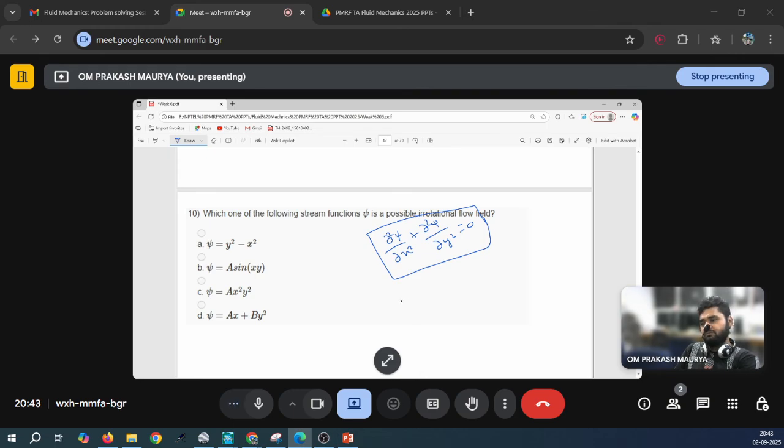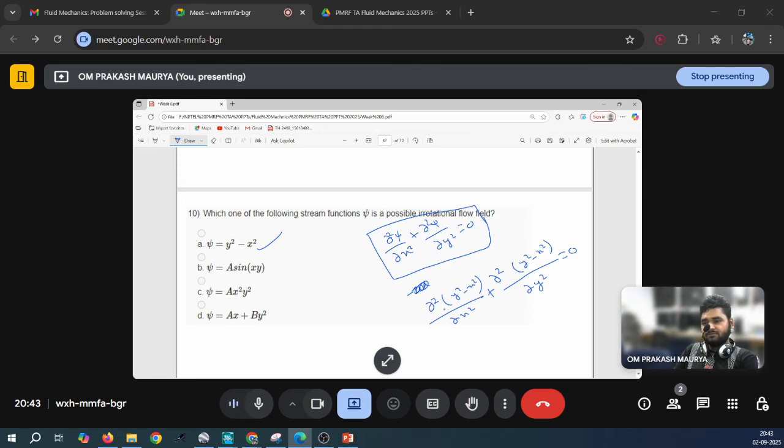So let me just go with the first one. So x square minus 2x, del square y square minus x square divided by x square plus del square y square minus x square divided by del y square is equal to 0. So x square.